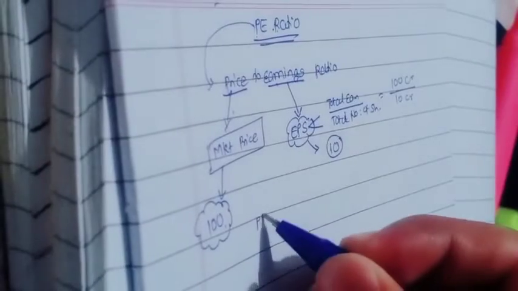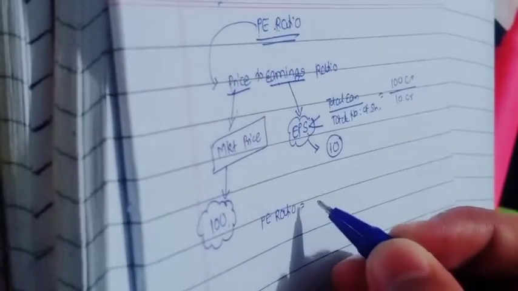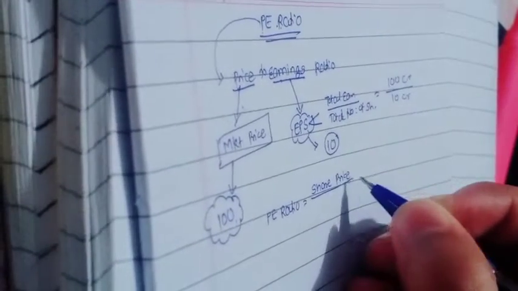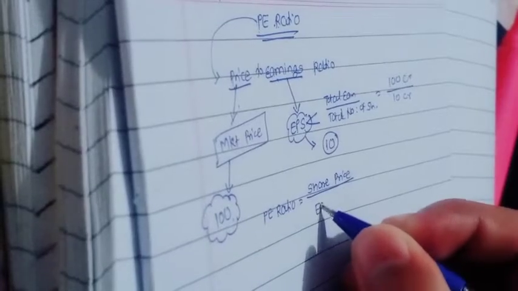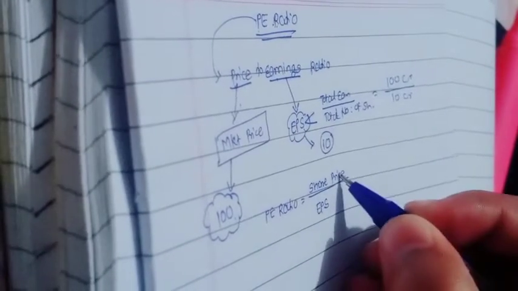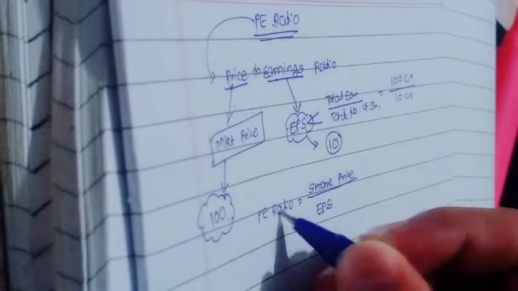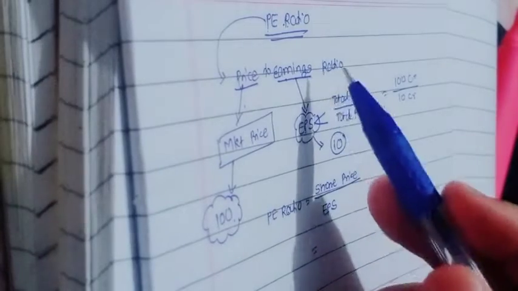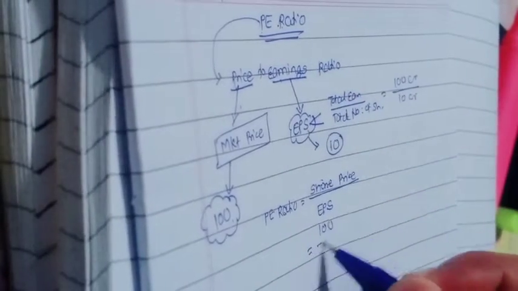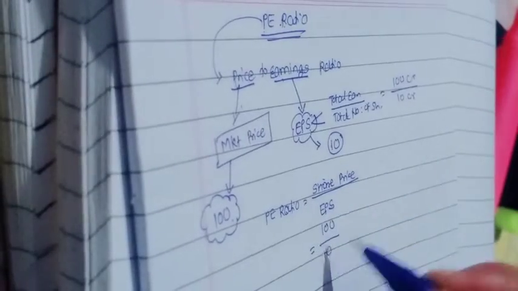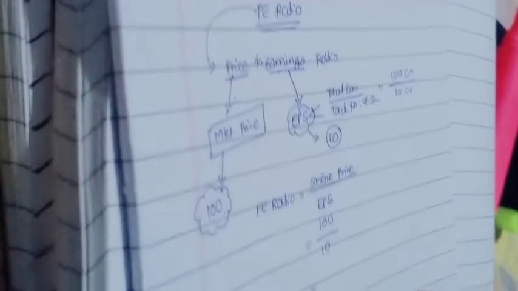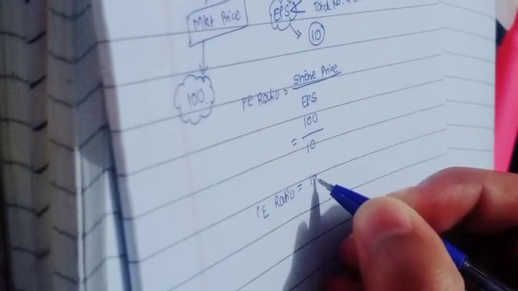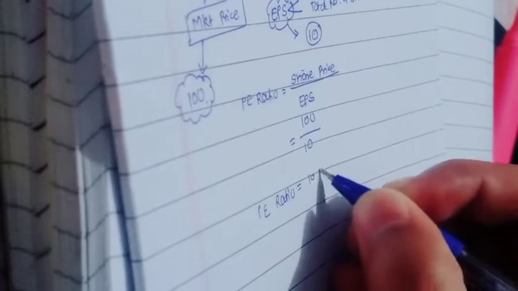So what is the PE ratio? The formula for the PE ratio is the price per share divided by EPS, that is, earnings per share. So share price divided by earnings per share is known as the PE ratio. In this example, we have a share price of rupees 100 and earnings per share of rupees 10 as calculated earlier. So the PE ratio will be 10. Particularly, when we talk about the PE ratio, it is in years.